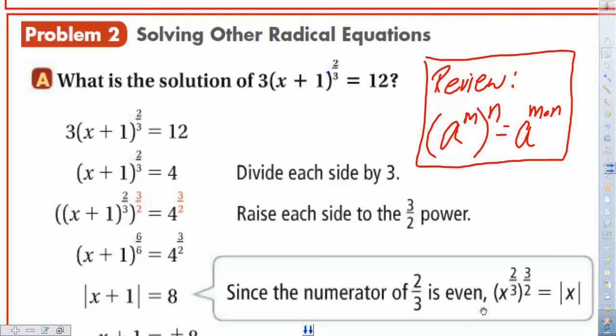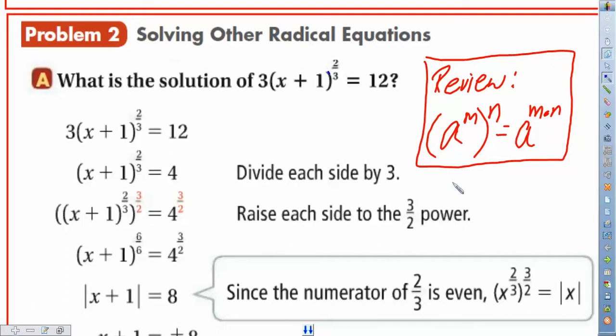What is the solution of 3 times the quantity x plus 1 raised to the 2/3 power, and that's equal to 12? See that little review box right over there? Does that look familiar? If I have any number raised to a power and then raise it to another power, that's equivalent to multiplying the two exponents together.